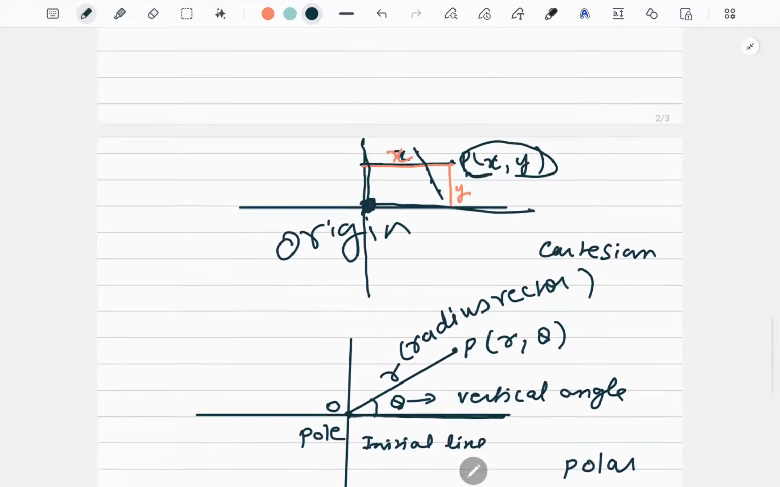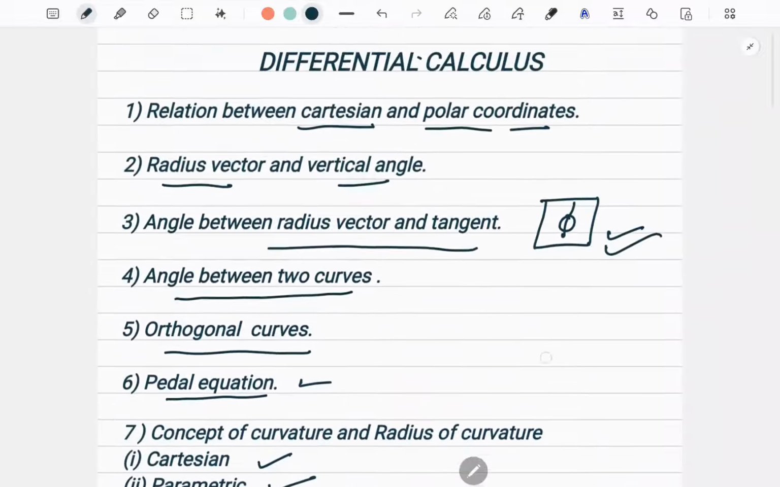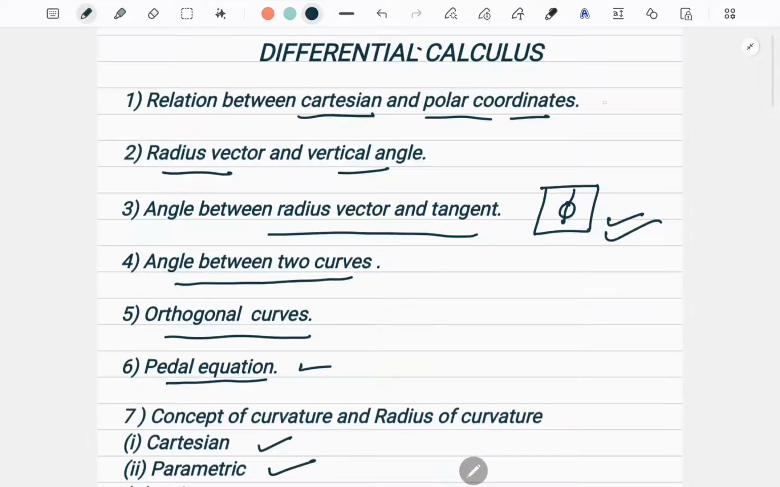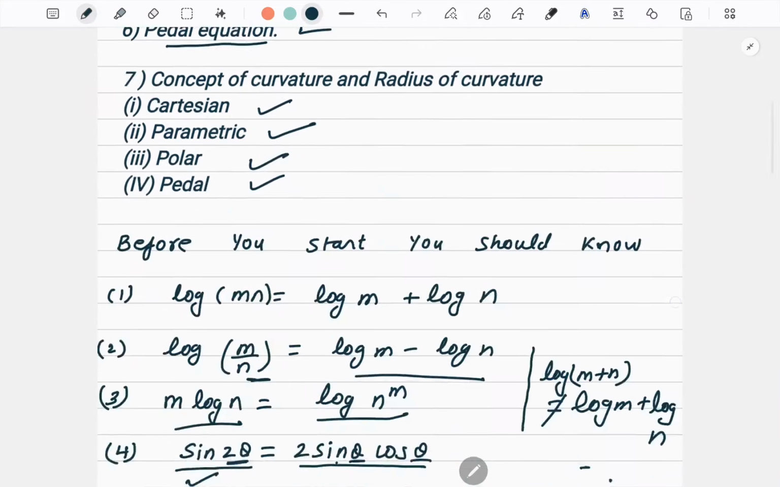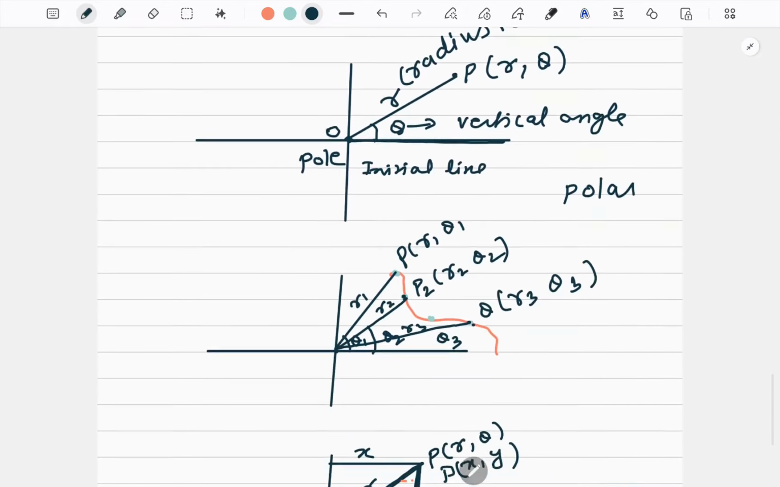In my first video, when I listed out all the topics, I told you I will be telling you the relation between Cartesian and polar coordinate. We are done. I told you what is radius vector and vertical angle. We are done. Now, the angle between the radius vector and tangent, that is phi, which I said is the hero of the whole module. Right? So now let us learn what exactly this phi is.